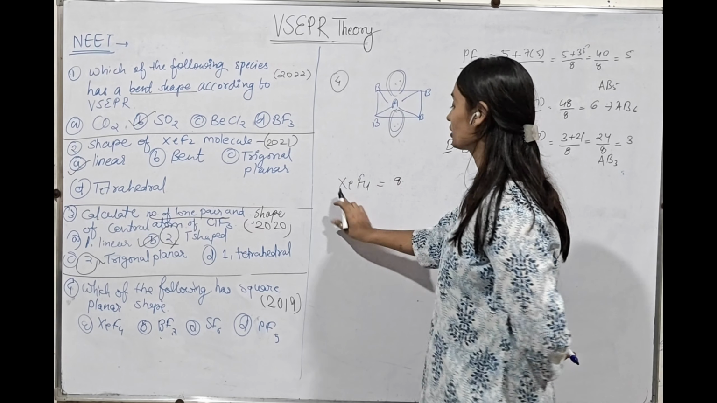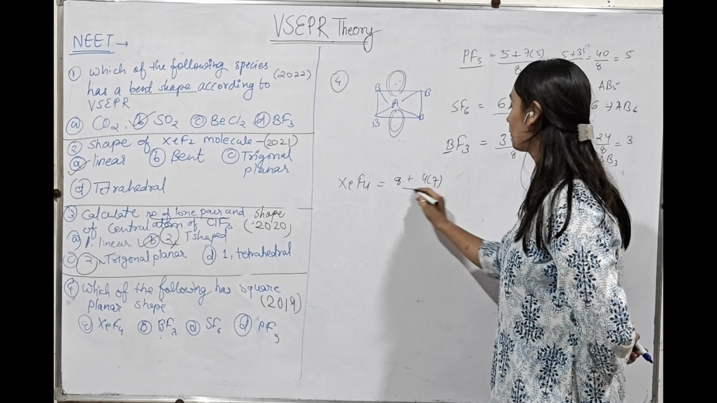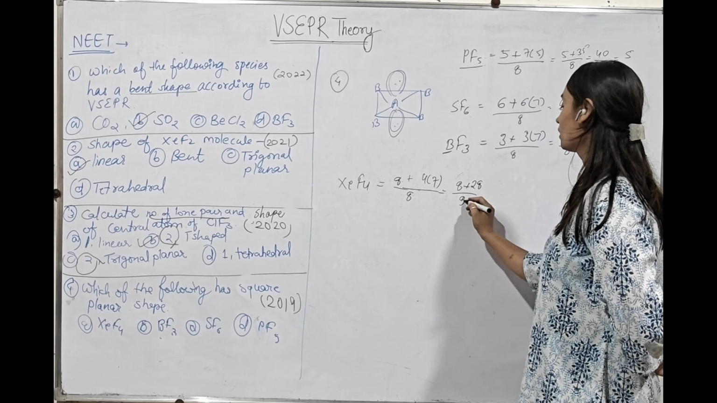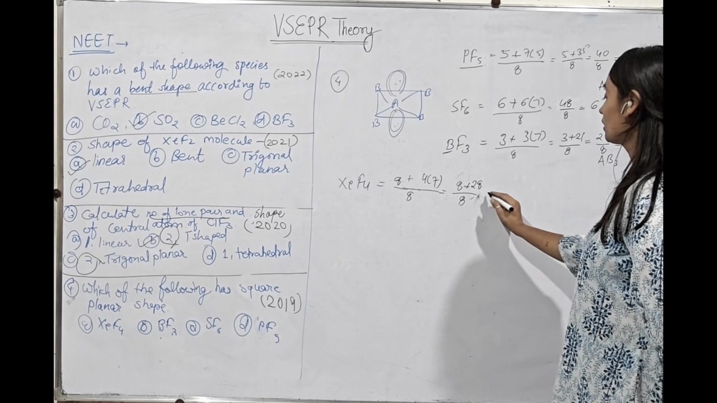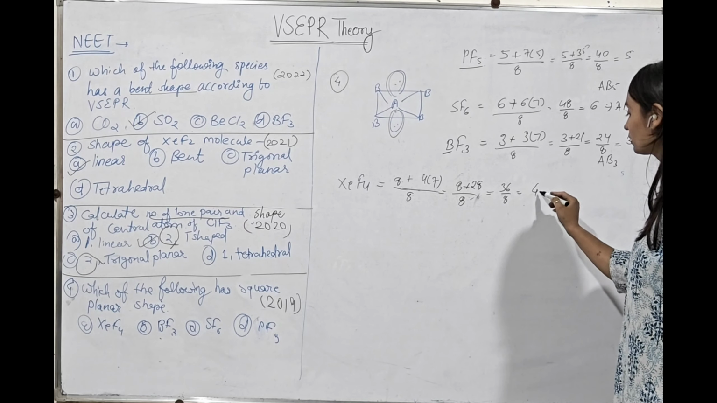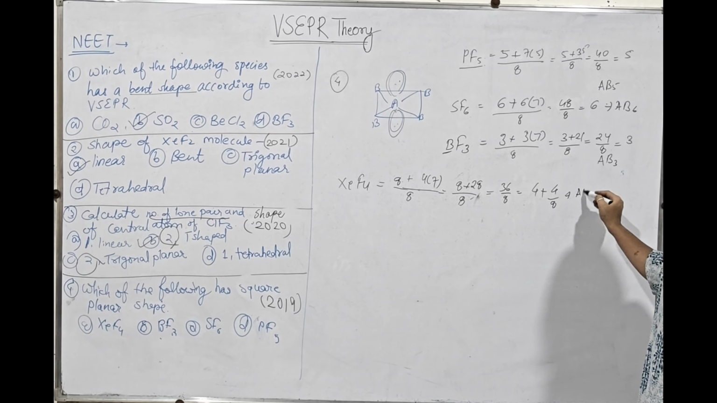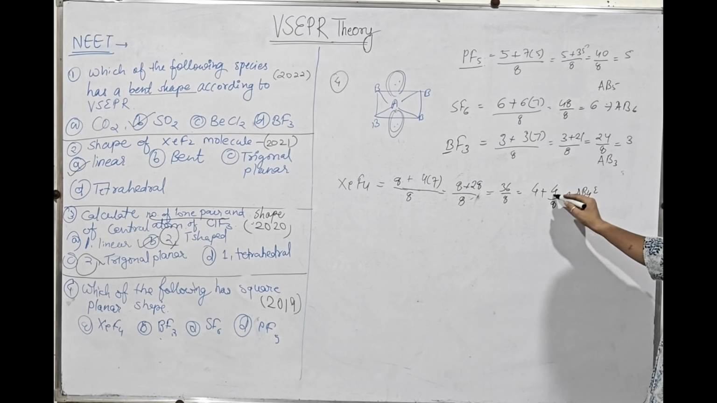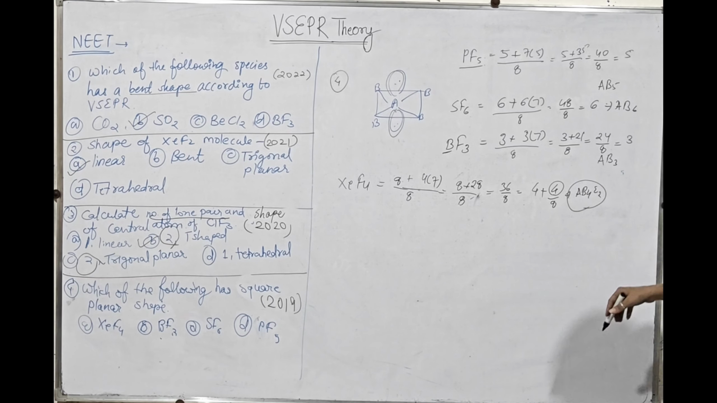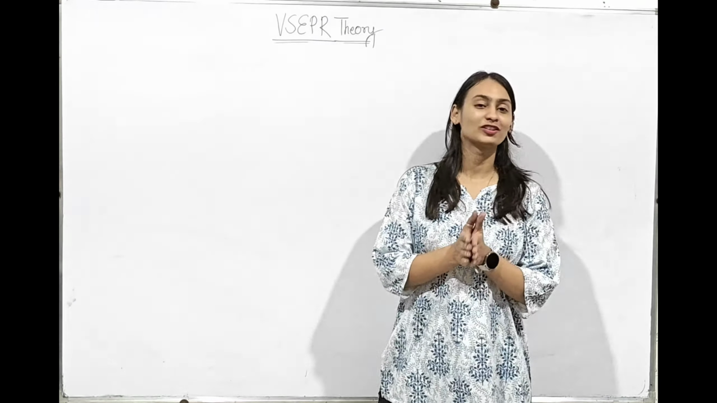Now let's jump to XeF4. For XeF4, the number of valence electrons in Xe is 8. For fluorine, it is 4 into 7 upon 8. It's going to give us 8 plus 28 upon 8. Obviously, that's going to be 36 upon 8. And obviously, 8 fours are 32 plus 4 upon 8. That means it's going to form AB4E2 because 4 electrons are remaining, right? That means it's going to give us square planar, and the answer is XeF4. That's it. So I hope you know. Thank you.